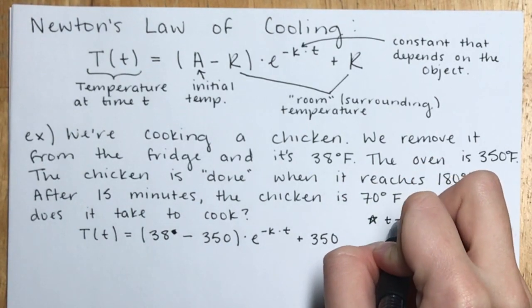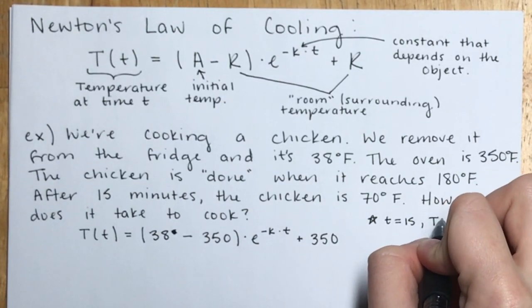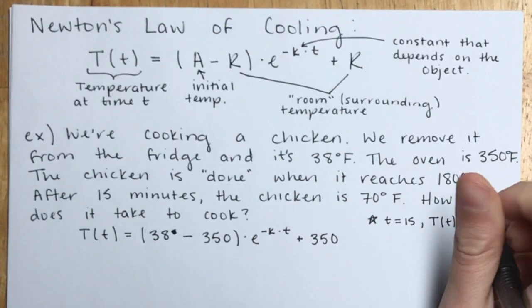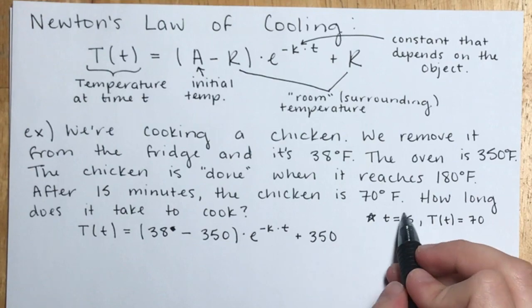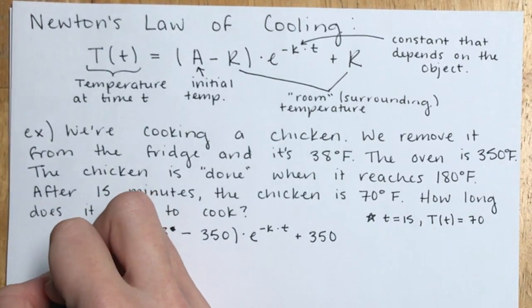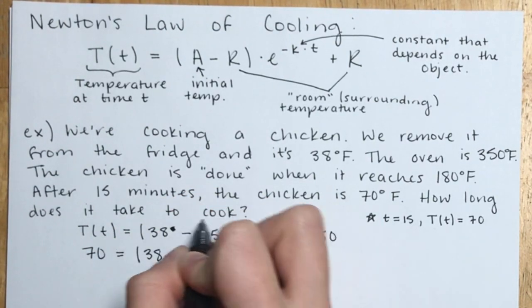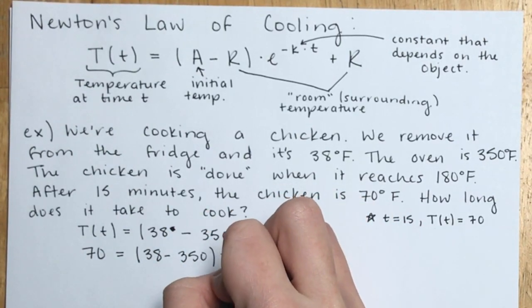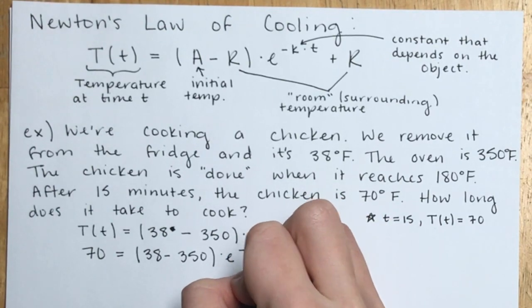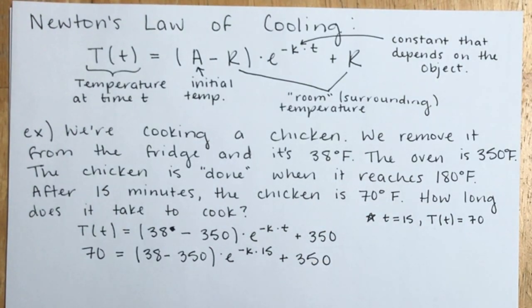When t equals 15, we have that our temperature is 70. So we can replace big T of little t with 70 and little t with 15. So let's go ahead and do that. So we have 70 equals 38 minus 350 times e to the negative k times 15 plus 350. Okay, let's get to solving for k.